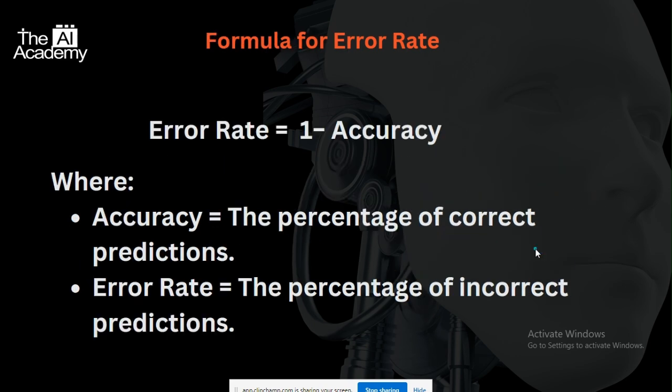So, let us see the formula for error rate. It's very simple. We just calculate it by getting 1 minus the accuracy, where the accuracy is the percentage of correct predictions.